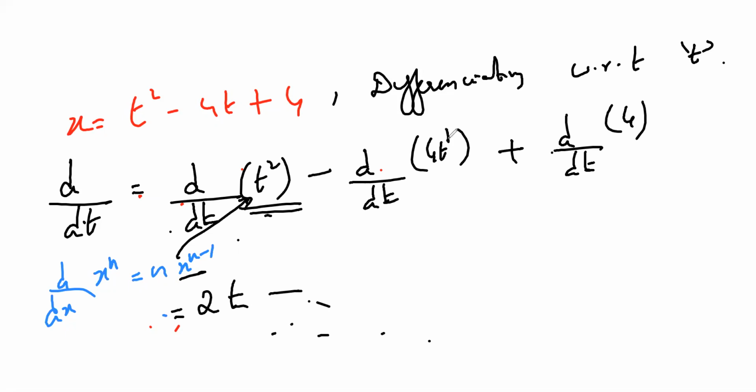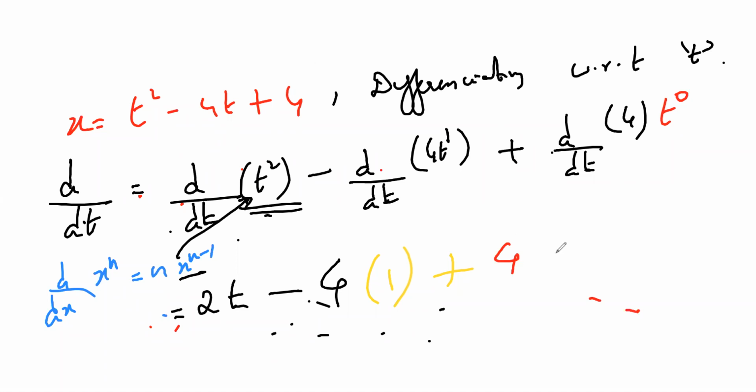Minus d by dt of t. t power 1 differentiation, or t differentiation, is 1 itself. So 4 into 1, 4 itself. Plus d by dt of 4. In this particular case, we don't have any term called t here. So I can write here t power 0, because anything to power 0 is 1. 4 I will take outside.